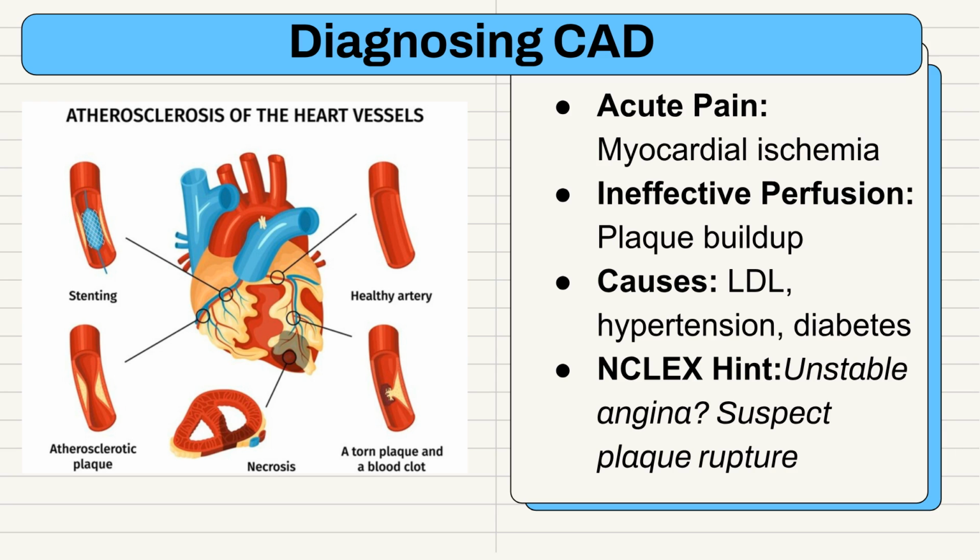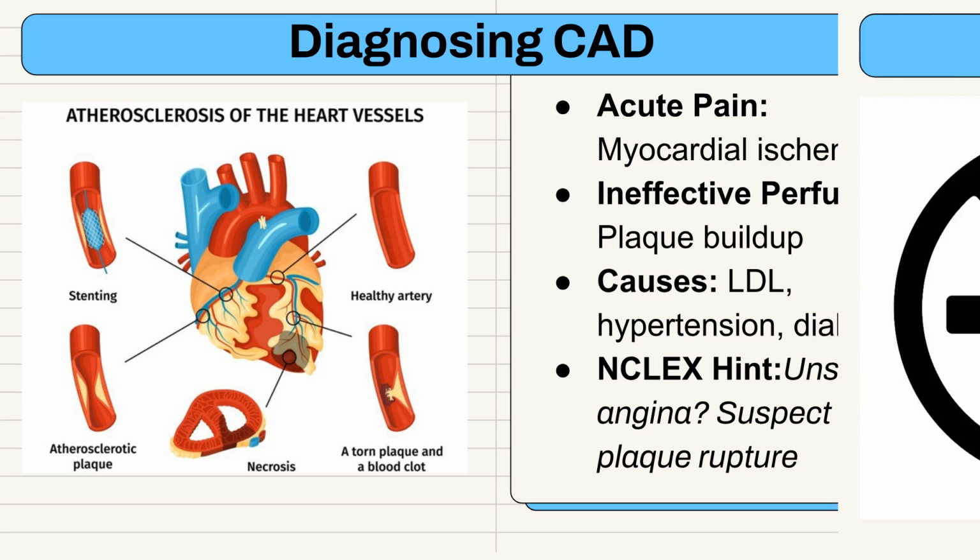Risk factors like diabetes, fasting glucose over 126 mg/deciliter, or hypertension, systolic BP over 140 millimeters of mercury, drive this process. Women, especially post-menopause, face higher risks, so consider their unique profiles. NCLEX tip: always link symptoms to underlying pathophysiology, like plaque rupture causing unstable angina.